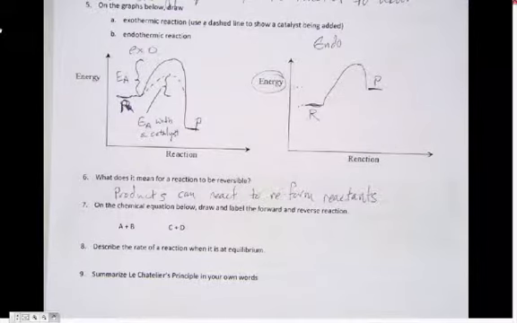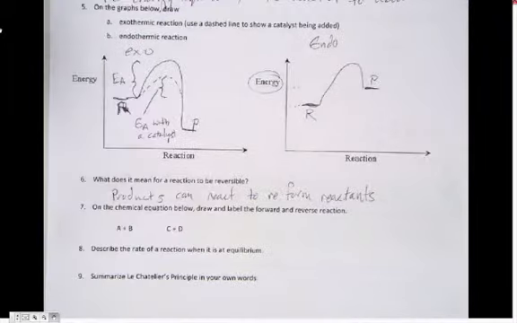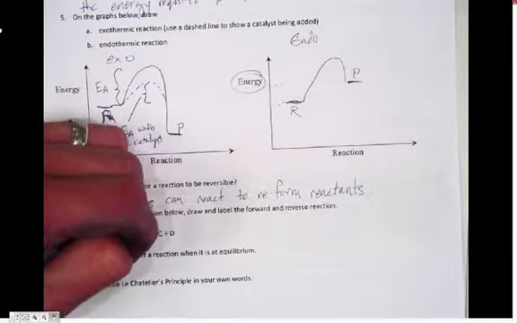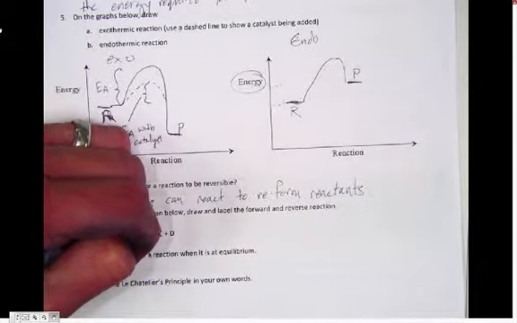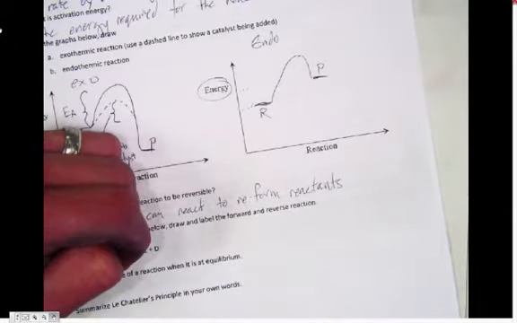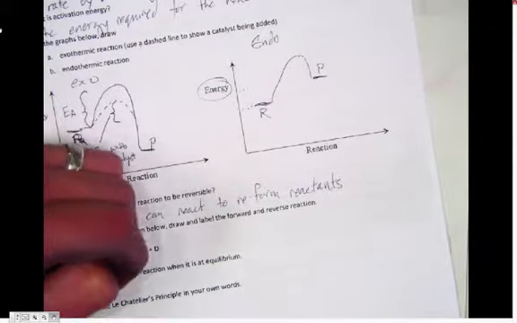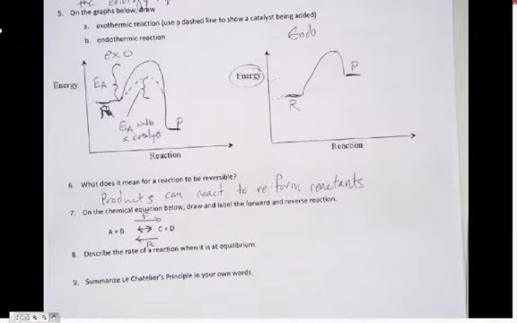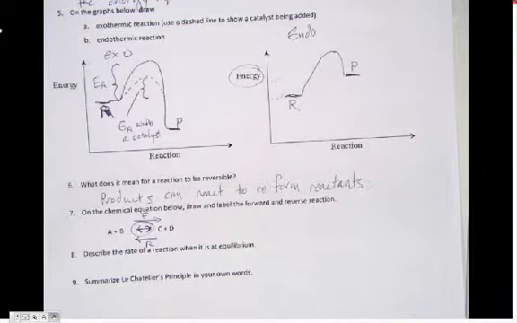On the chemical equation below, for number 7, draw and label the forward and reverse reaction. So I think just looking for that. Yeah, so that way is going to be the forward reaction, and that way is going to be the reverse reaction. But the way that you show it's reversible is by using this double arrow here.